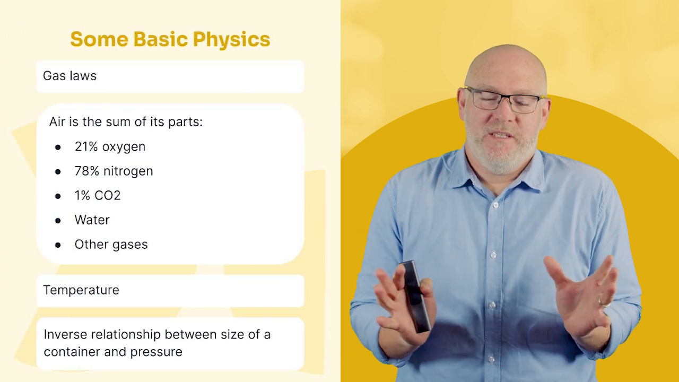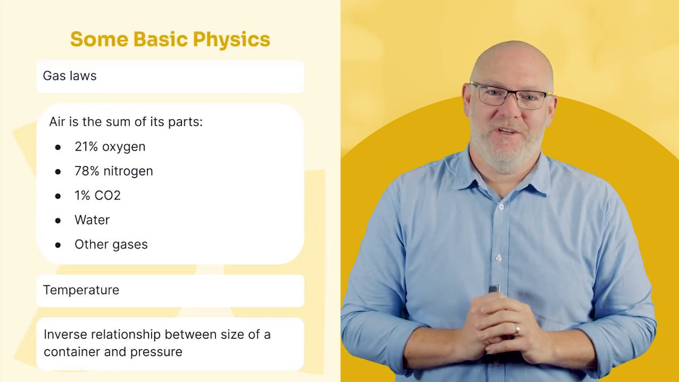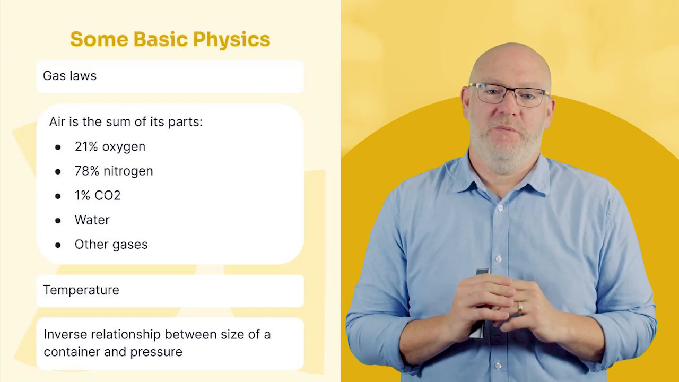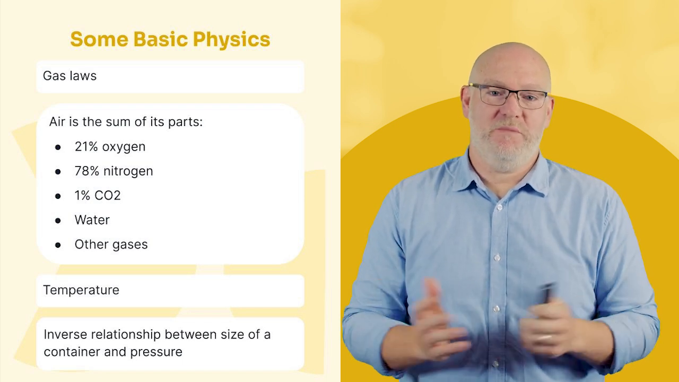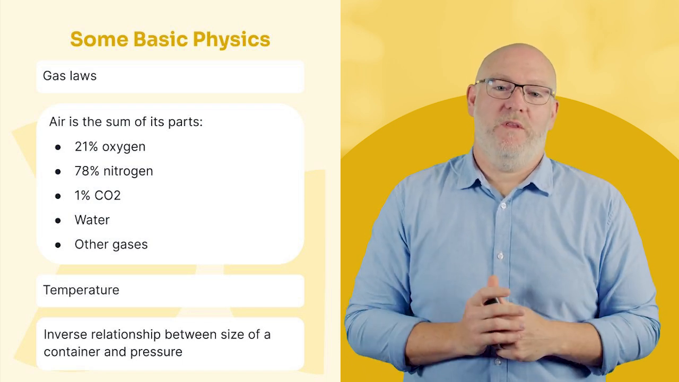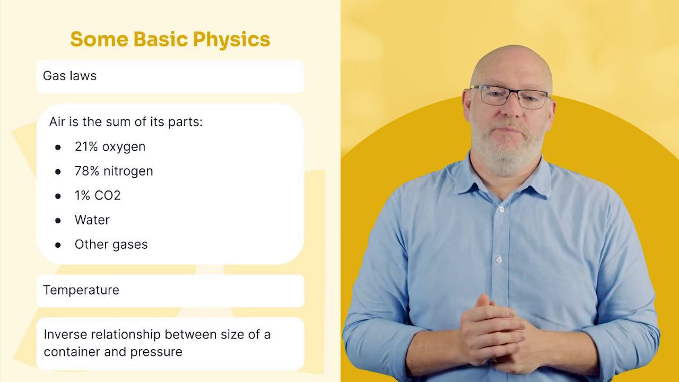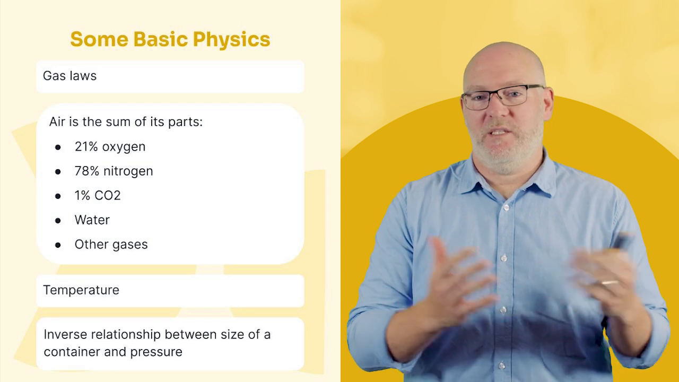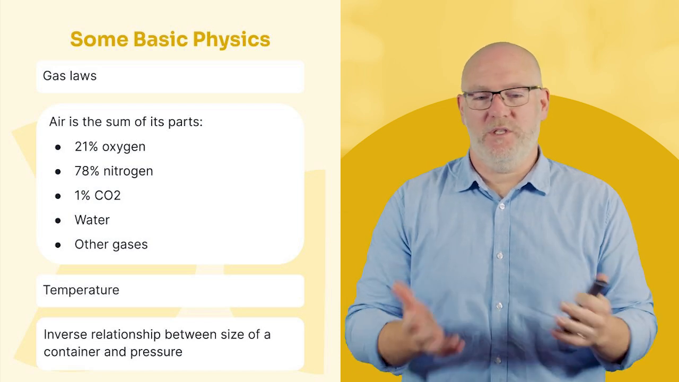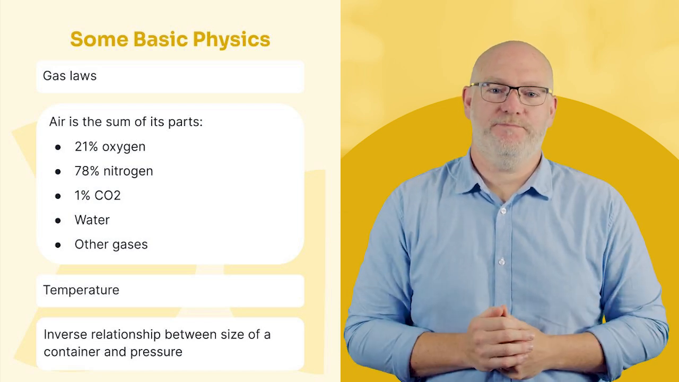So, some basic physics. I'm not going to bore you with a whole lecture on physics, but when we're thinking about ventilation, we need to be conscious of some of our gas laws. One of the main ones is that the air is the sum of its parts. So we know that the air that we breathe is 21% oxygen, 78% nitrogen, and that remaining 1% is made up of things like CO2, water vapor, all those inert gases like argon and whatever.